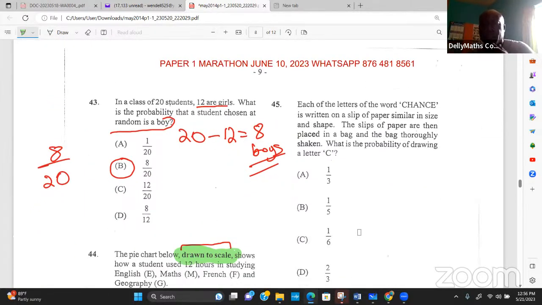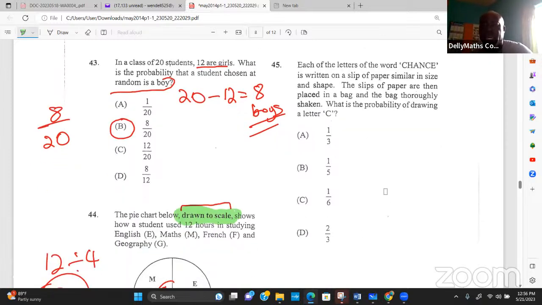All right, 45. Each of the letters of the word CHANCE is written on a slip of paper, similar in size and shape. The slips of paper are placed in a bag, and the bag thoroughly shaken. What is the probability of drawing a letter C? So you want to know how many letters in total? Let's count. 1, 2, 3, 4, 5, 6. So that is my sample space. My total possibility is 6.